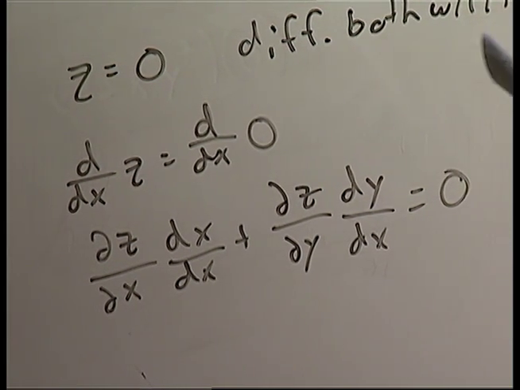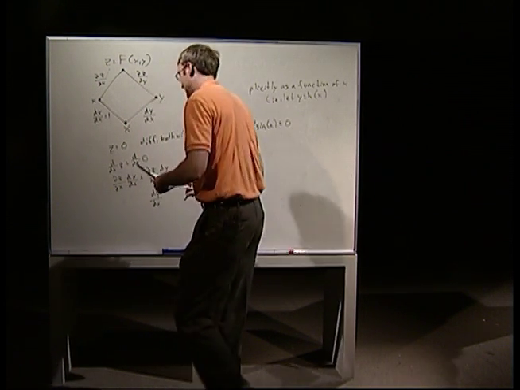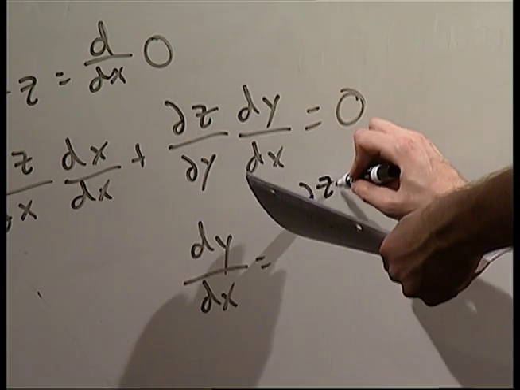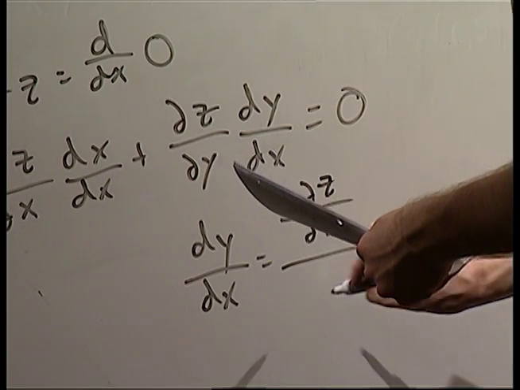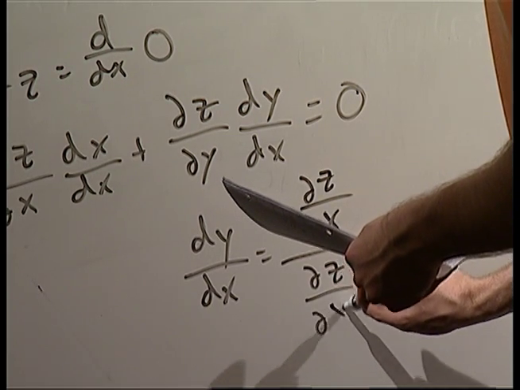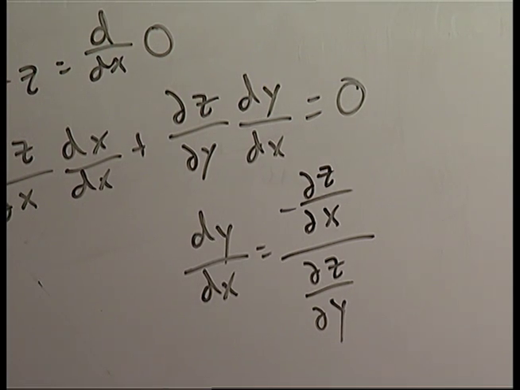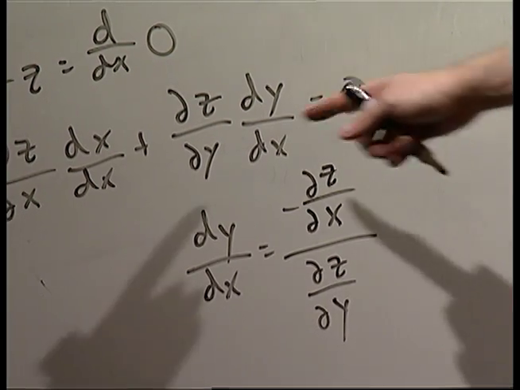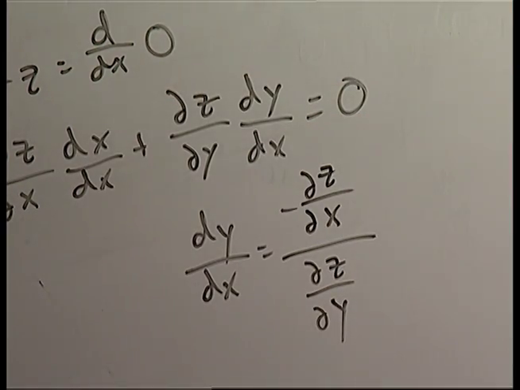And so I can now solve. I can say, well, what is dy dx? It is negative partial z partial x over partial z partial y, right? Because what did I do here? This was just 1, right? So when I isolated this thing, I moved this guy over and I divided by that guy.